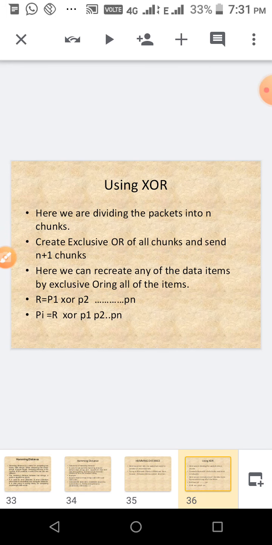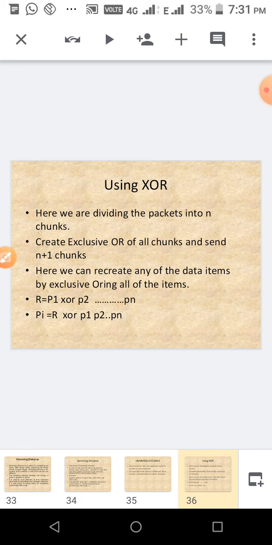Next, using XORs, how do we correct errors? Here we divide the packet into n chunks, that is, several parts called chunks, and then find the exclusive OR of all the chunks. That is one additional chunk we send. When we send the packet, this additional chunk is also sent.